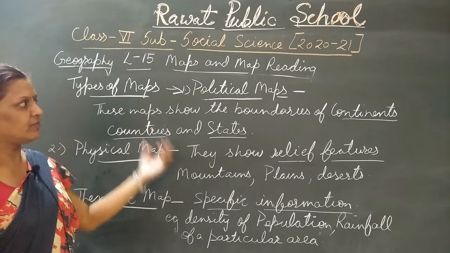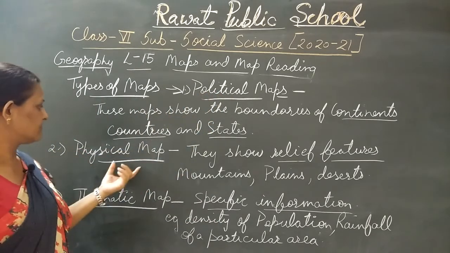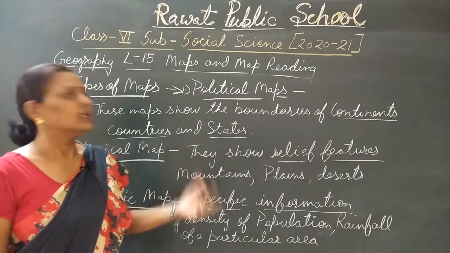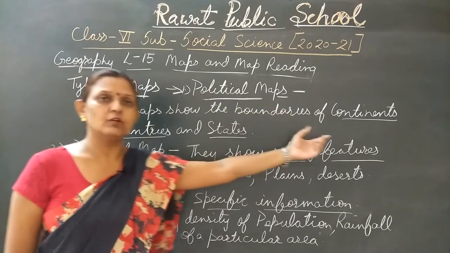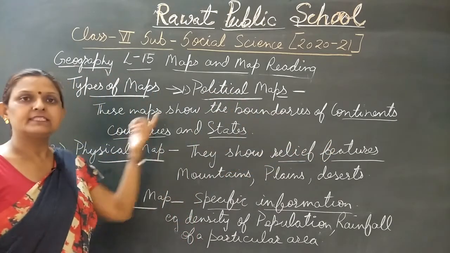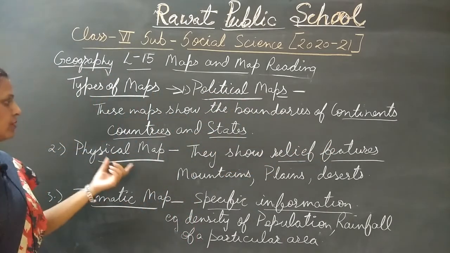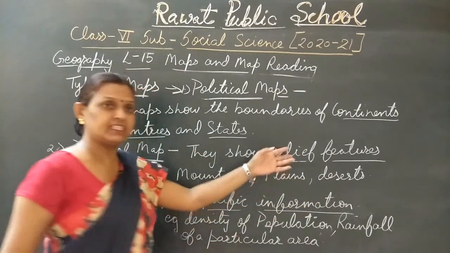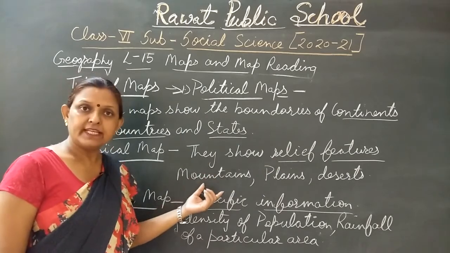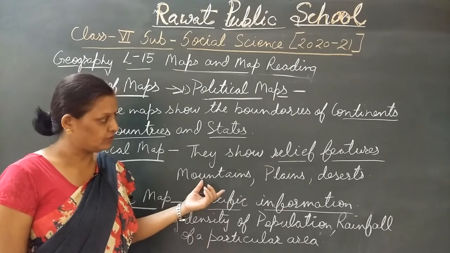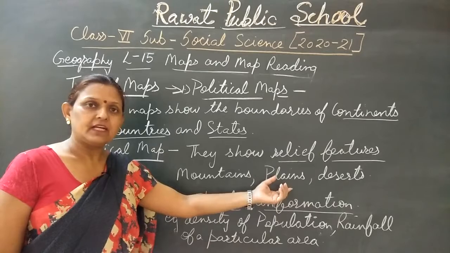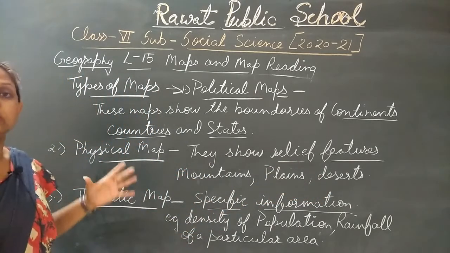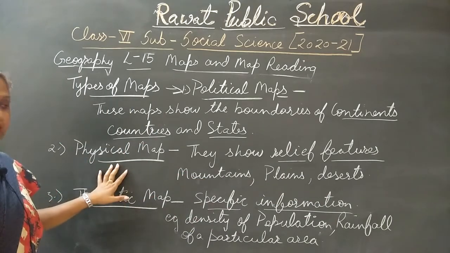Again, there are three types of maps: political maps, physical maps and thematic maps. A political map shows the boundaries of continents, countries and states. Physical maps show us the relief features. Now what are these relief features? The mountains, of any country, it can be of India also, plain areas, desert areas, coastal areas, and all the islands we can get in a physical map.